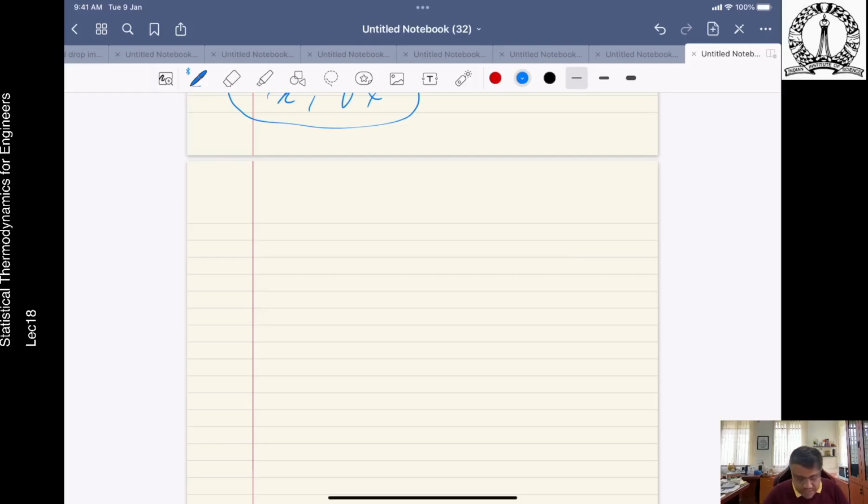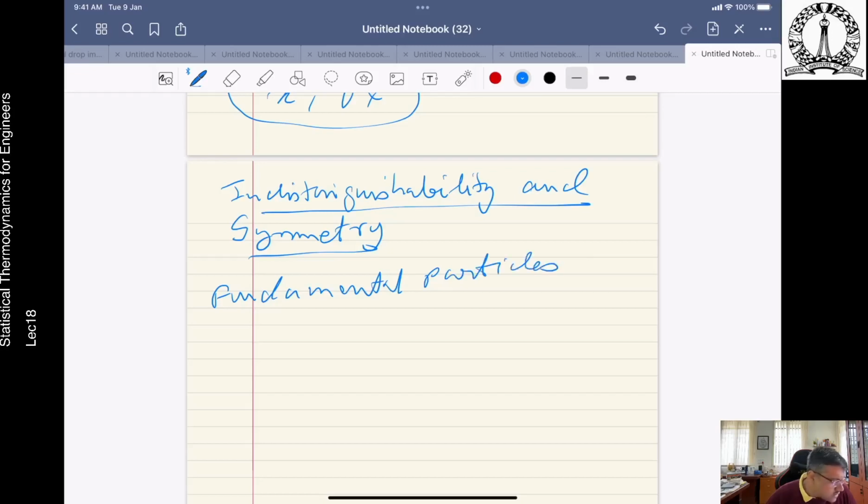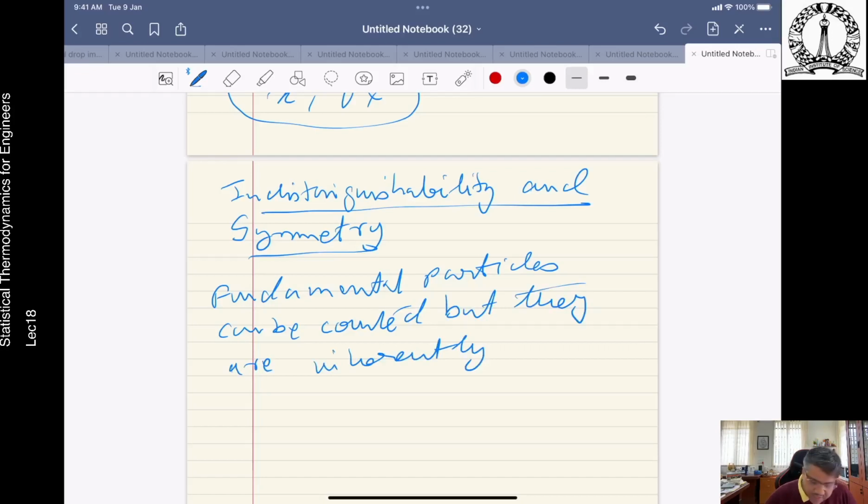Now let us take a look at two other things. One is indistinguishability and symmetry. So fundamental particles can be counted, but they are inherently indistinguishable.